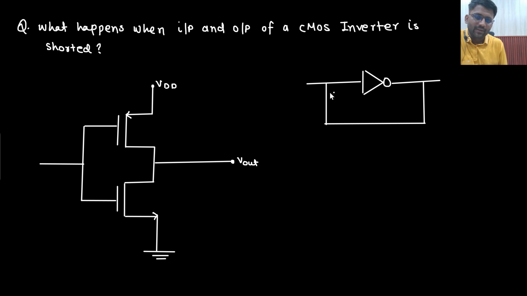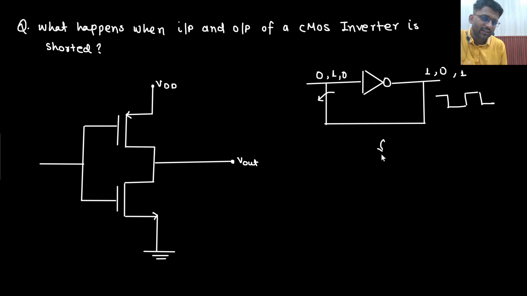Sir, if I break the connection here and I apply input 0, what will this inverter do? It will convert it into 1, and now because of the feedback loop, this 1 will come back. Then 1 will be converted to 0. Then again 0 would come back, and this 0 will be converted to 1. So, sir, at the output what am I getting? 1, 0, then 1, 0, 1.